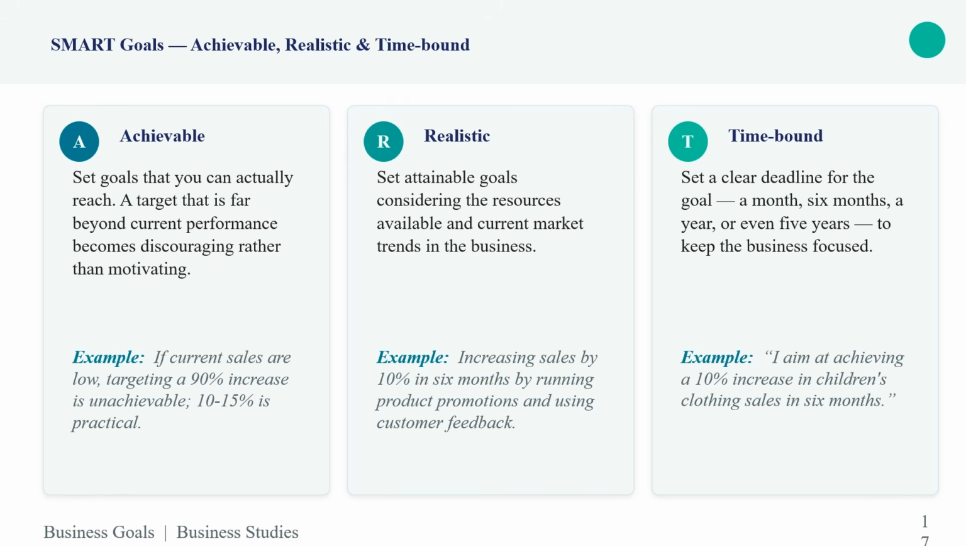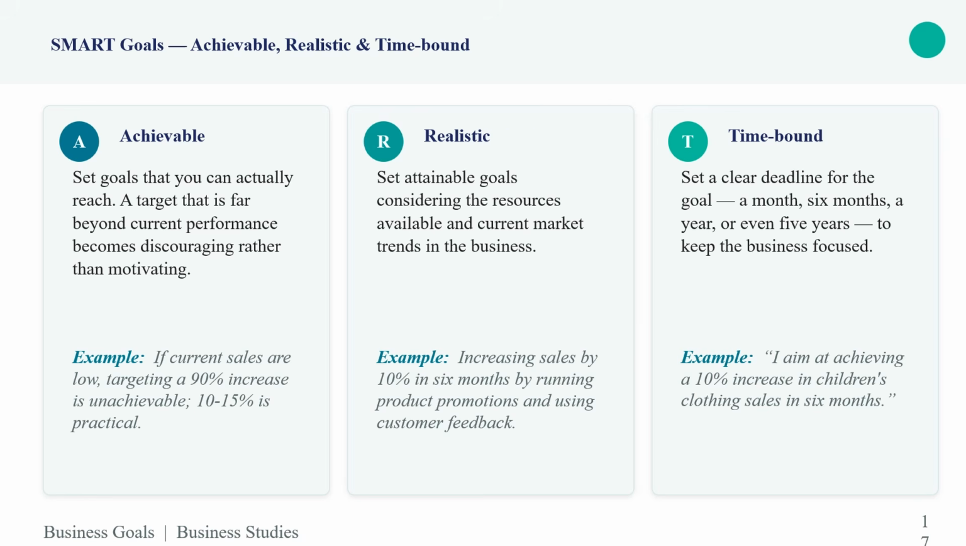Isije wafanya kitu ambao wewe mwenyewe huwezi kuifanya. Sawa? So like saying you start low then go high. So a 90% increase is very unachievable. Huwezi pata tu hapo hapo 90%. But 10 to 15 is practical.